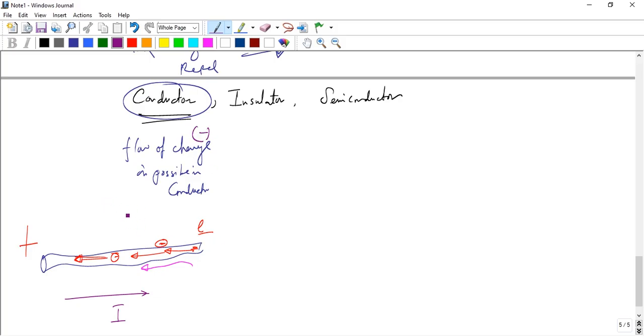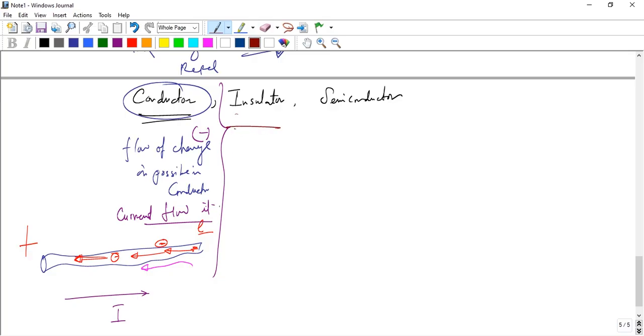So in the conductor, if charge flow is possible, the current flows through it. A good conductor means current passes through it.